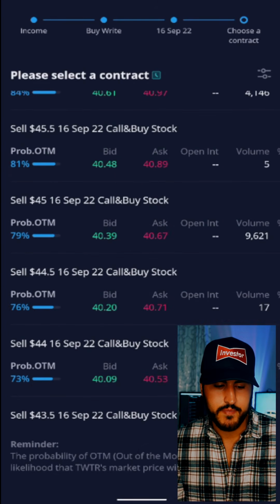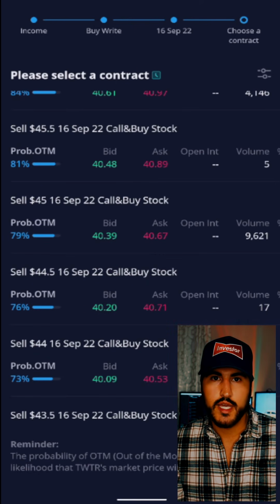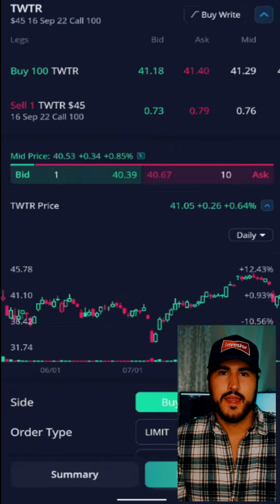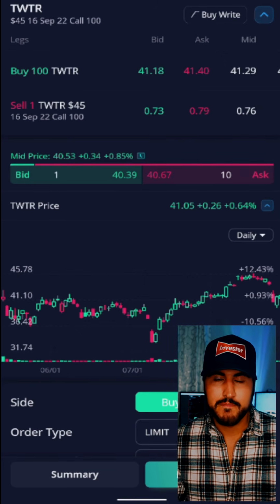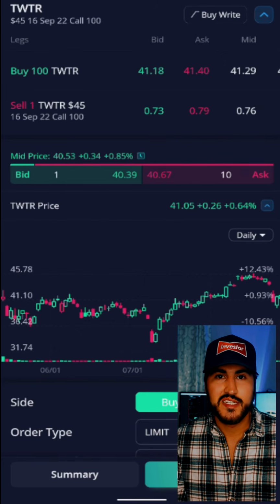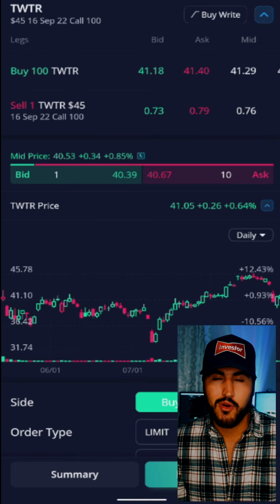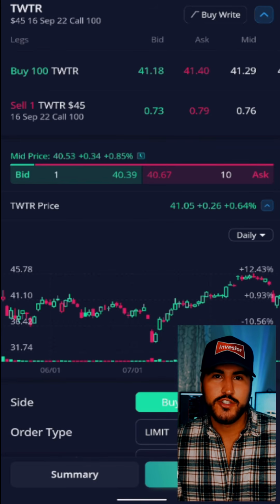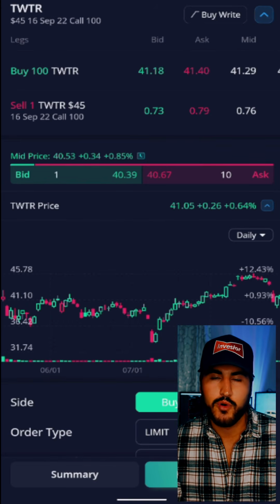So what we're going to do is sell the $45 call for the expiration of the 16th of September, and we're going to buy 100 shares. So that's the one we're going to select. Now this is going to be a little bit more confusing. You're going to have to do some calculation to identify the right price to buy this contract, because we're dealing with two things here. We're buying 100 shares and then we're immediately selling a covered call against it at the $45 strike.